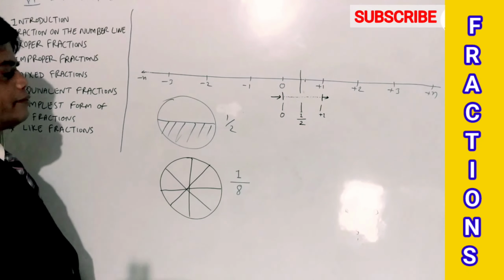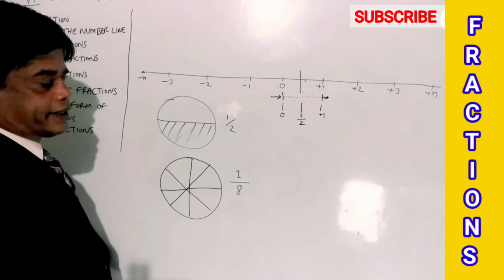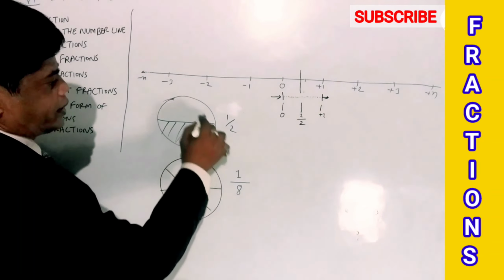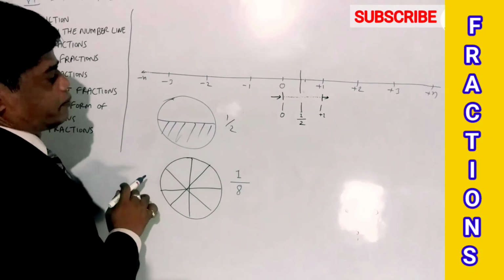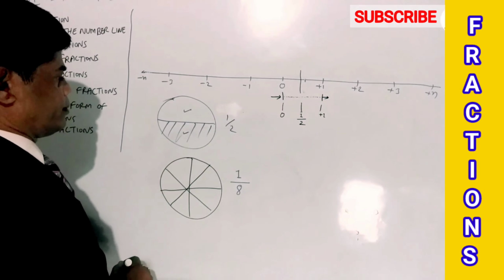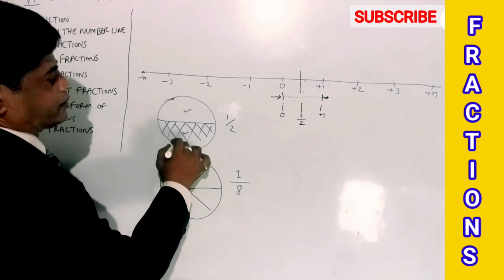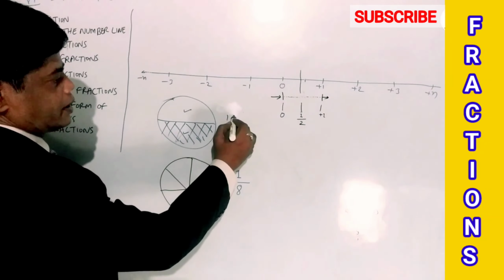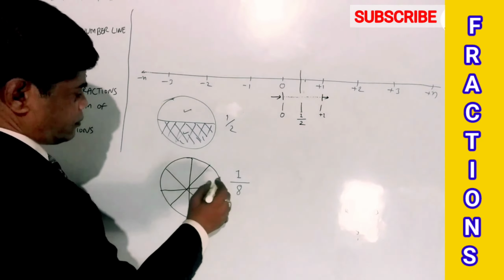Is it right? Half is there. Is it right? No, what I am saying, the definition is wrong. Here the whole is 1. This whole circle is divided into 2 parts. There are 2 parts: this is 1 part and this is 1 part. In this, how many parts have we taken? This shaded part we have taken. This is 1, this is 1 by 2.